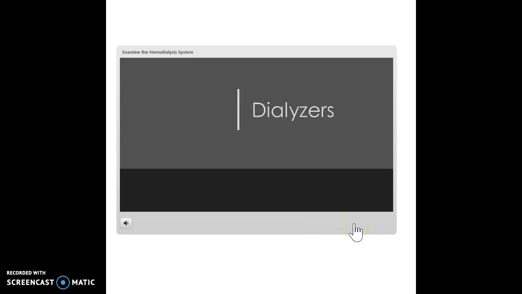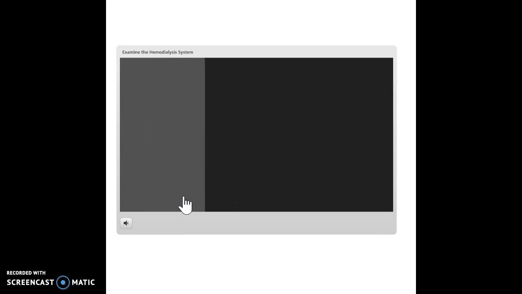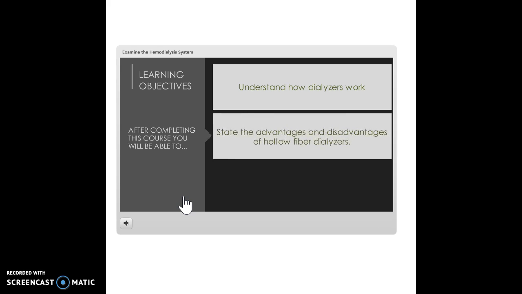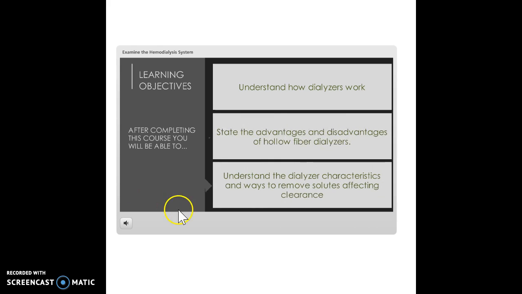Next, we're talking about the dialyzer itself, and due to time constraints, I'm just going to go through it kind of quickly. So we're going to be learning about how they work, different advantages and disadvantages of these different types of dialyzers, as well as the characteristics that you're going to need to know about.